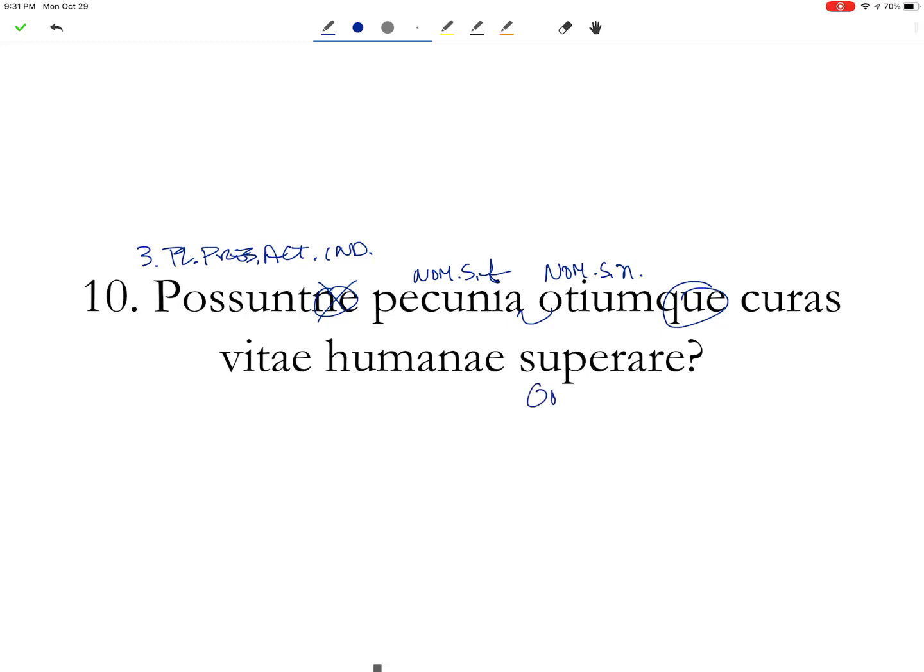Now what do we expect? Complementary infinitive. Present, active, infinitive. Are money and leisure able to overcome the concerns, the cares, accusative plural, feminine, of the human life, this is genitive, singular feminine, and humani modifies it. Are money and leisure able to overcome the concerns of human life?